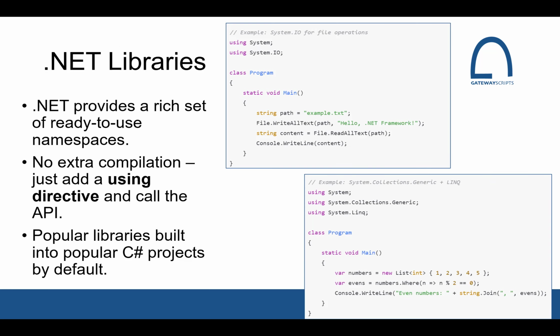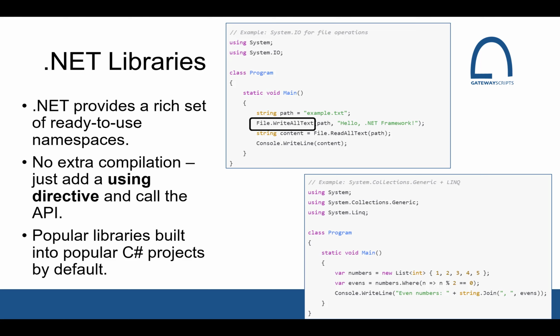The developers at Microsoft have built many libraries this way. In the .NET framework, you have many ready-to-use libraries that have namespaces at your fingertips. These libraries don't require any additional compiling because they're built in to any popular C# project template that you have by default. For example, we see at the top screenshot a using directive for system.io, which stands for input-output.